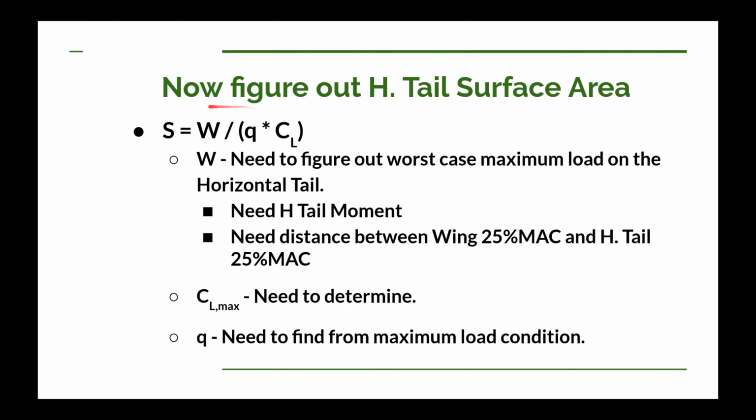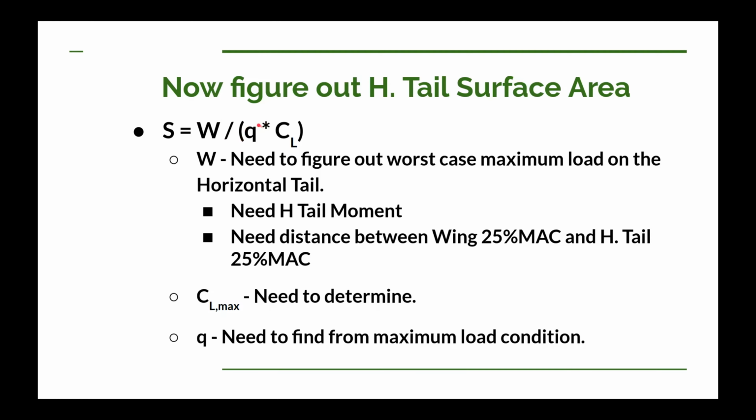Well, this equation here may look familiar to you from way back when we were working on the surface area for the wing. This S represents surface area. The W represents weight being carried by the wing. This Q is dynamic pressure, and we talked about that in the wing moment video. And of course, the C sub L is the coefficient of lift. What we need to do then is find out what weight the tail is going to be carrying, or another way to say it, the load that the tail is going to be carrying.